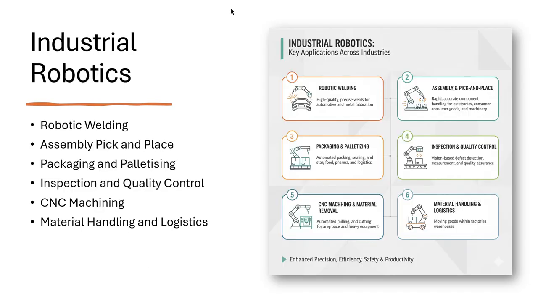Industrial robots are widely used in Industry 4.0 to carry out dull, difficult, and dangerous operations known as the 3Ds of automation. Industrial robots are commonly used for robotic welding, assembly pick and place, packaging and palletizing, inspection and quality control, CNC machining, and material handling and logistics.